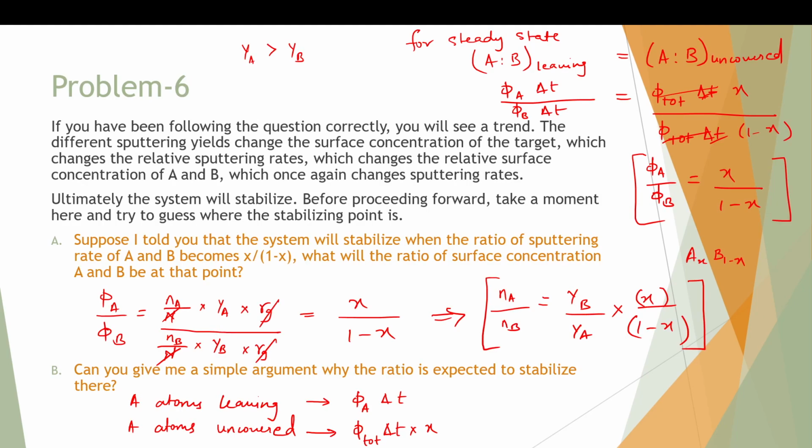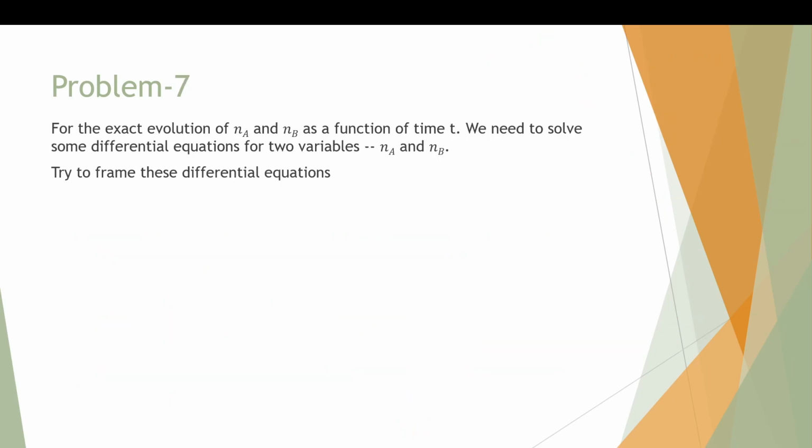This was the rough calculation that we did, but to actually get Na and Nb, the surface concentrations of A and B as a function of time, we need to write down some differential equations and solve them so that we get it at every time step. So let us first try to frame these differential equations. How do we go about framing the differential equations?